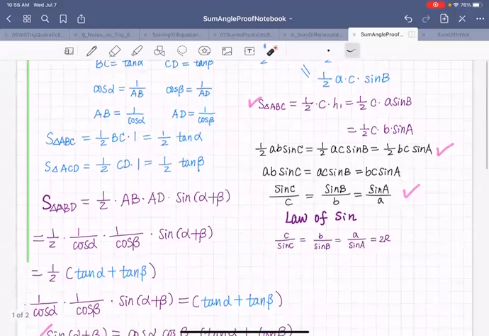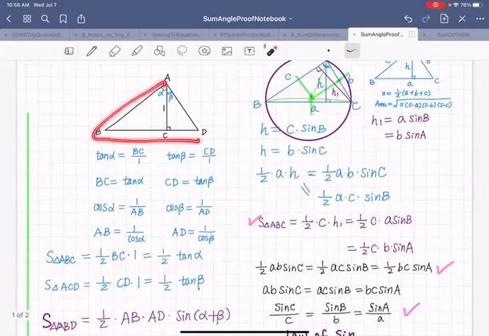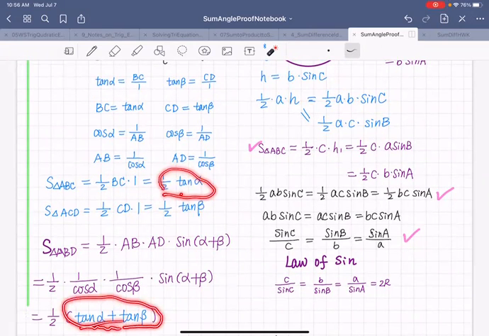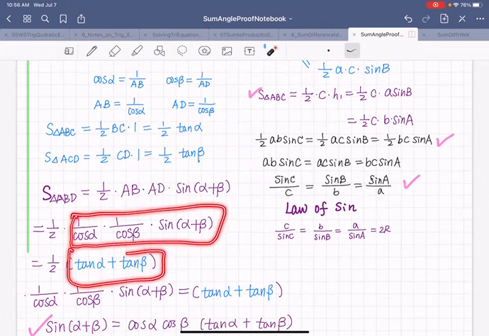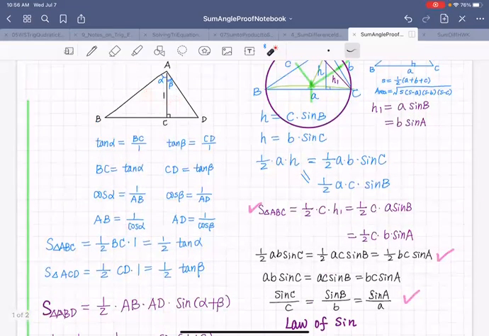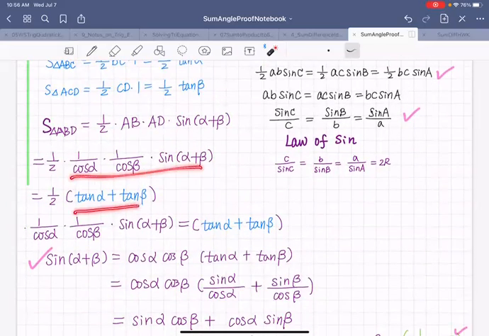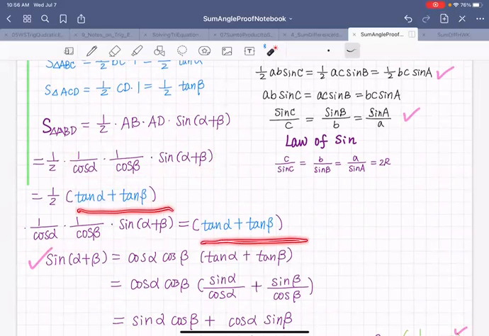Now look at this. These two triangles put together equal this whole triangle. These two triangles are 1/2 tangent alpha plus tangent beta. So in this way, we prove that these two are the same. The two triangles' areas added together equal this total triangle. In this way, we prove that this is equal. Now we write down that whole thing on the left. We write down that whole thing on the right.